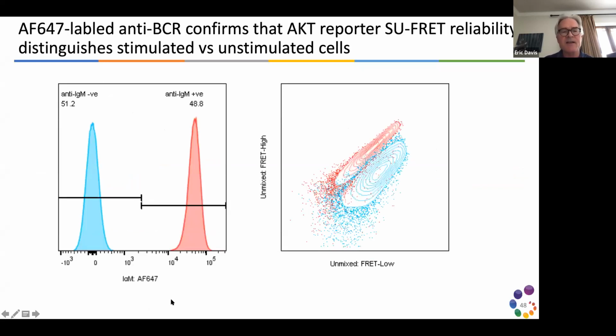So establishing then that we could use a labeled antibody to stimulate the B cell receptor and not interfere with FRET for the AKT reporter, we either did not stimulate or stimulated with the labeled antibody cells and mixed them together and then analyzed them simultaneously. And you can see that these two populations live in different areas in the spectrally unmixed FRET contour map.